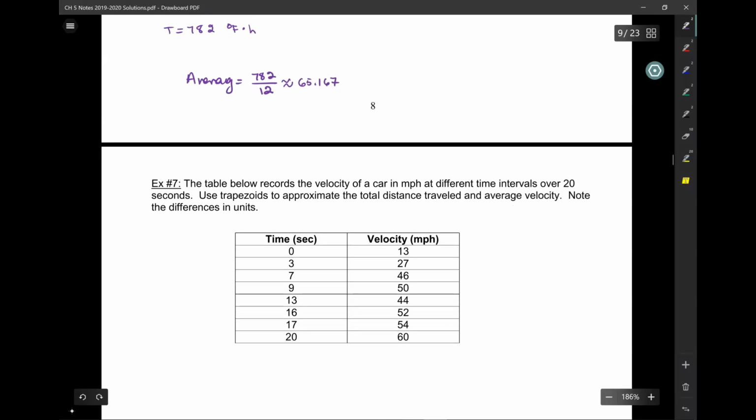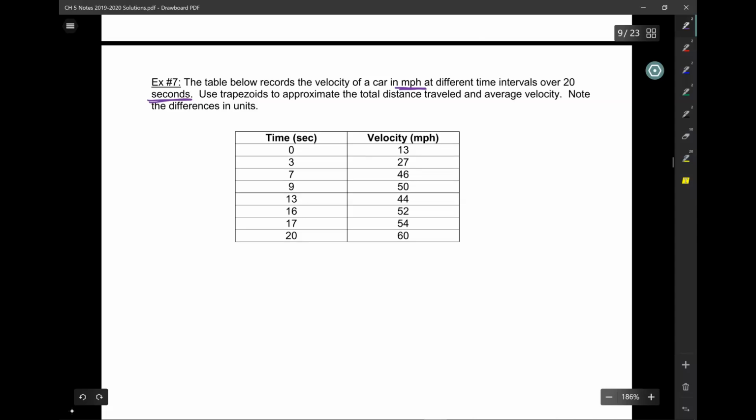This one. The table below records the velocity of a car in miles per hour at different time intervals. I feel like I have to underline miles per hour. At different time intervals over 20 seconds, right? Already a discrepancy in units. Use trapezoids to approximate the total distance traveled and the average velocity. Note the difference in units, okay? You know that's not going to say that on the test, right?